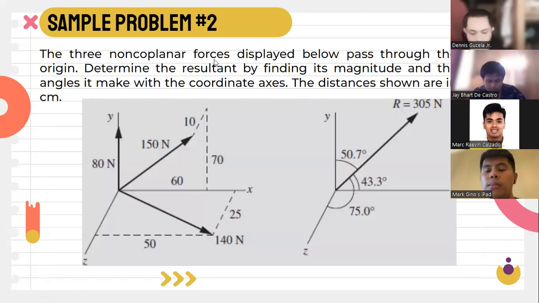The three non-coplanar forces displayed below pass through the origin. Determine the resultant by finding its magnitude and the angles it makes with the coordinate axis. The distances shown are in centimeters. So this is our problem.